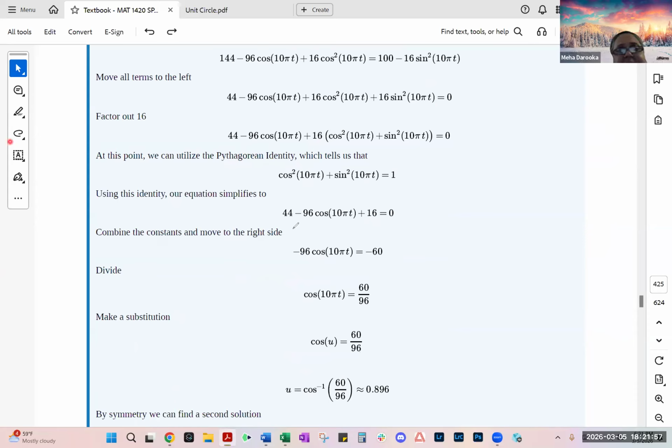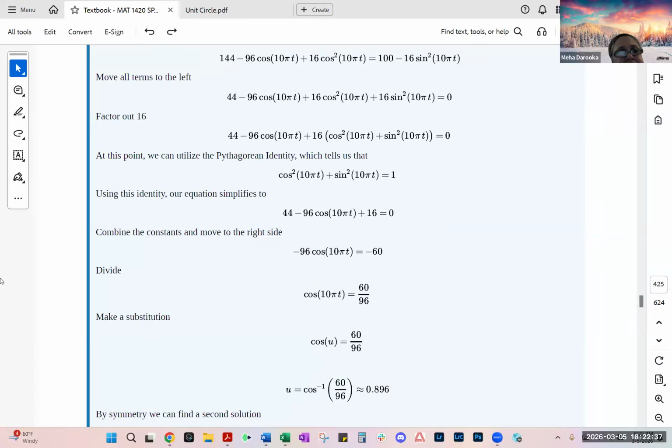And you will see that they added these together. That gave us a 60, but then they moved that 60 to the other side. Because now what are we going to do? To solve this equation, you need to get that cosine function by itself. So move the 60 to the other side, then you divide by 96 on both sides. Get your cosine of 10 pi t by itself. You have two negative signs, so it ends up becoming positive 60 over 96. You can see they're using that u substitution here again. So figure out what u is going to be by using cosine inverse on 60 over 96.